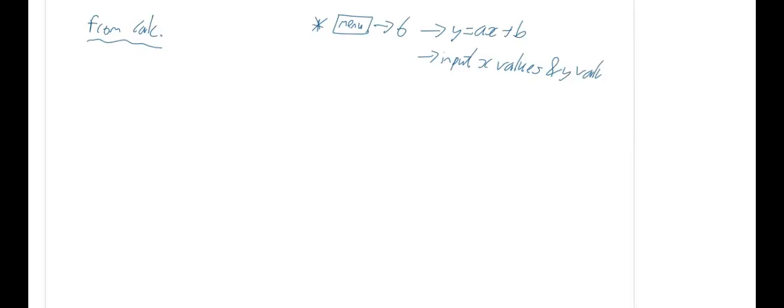So the first thing you do is you hit the menu button. And then this is on our Casio ClassWiz calculator. And then you want to go to y is equal to ax plus b, and that allows you then to input your x values and the corresponding y values. If your calculator is set up like mine, it will have a frequency column as well, which is all ones. Don't worry about that, it's not going to make any difference. Then what you want to do is press your AC button. So again, don't worry, that data is stored.